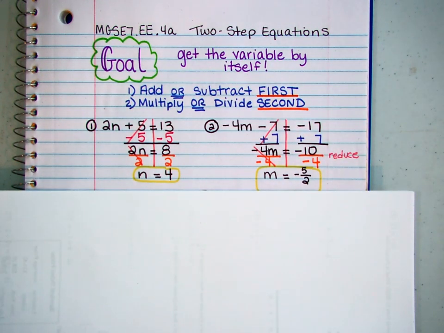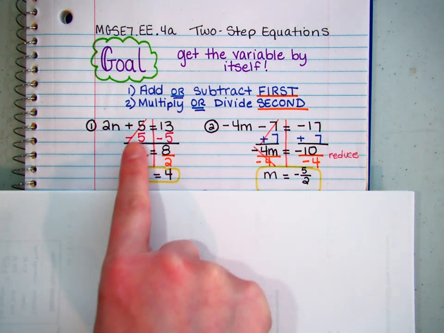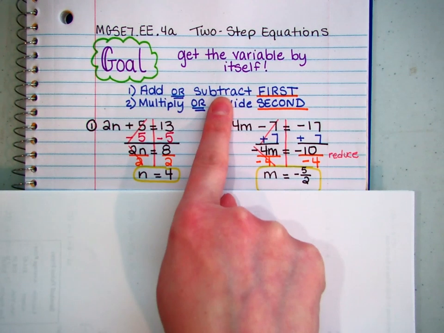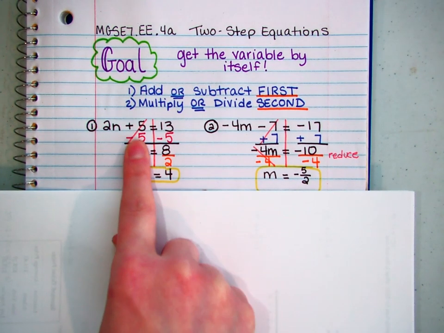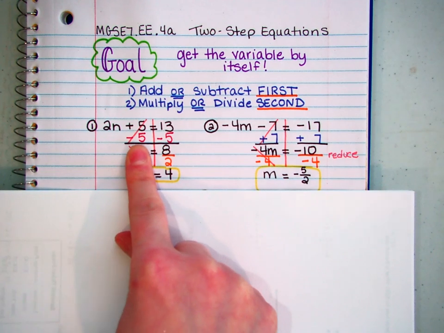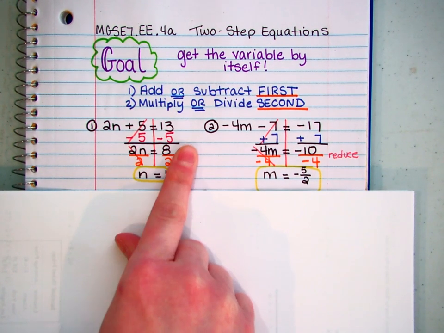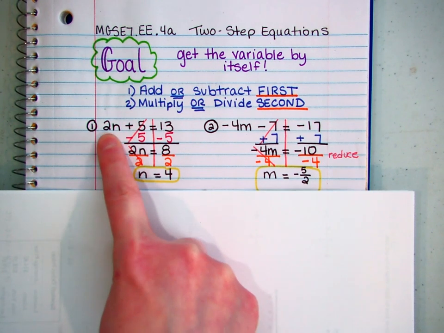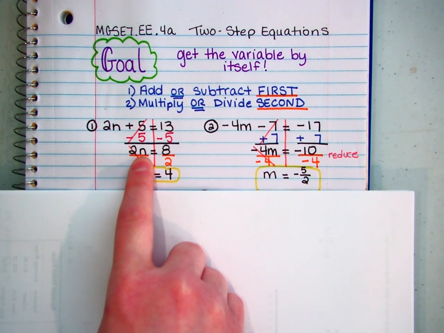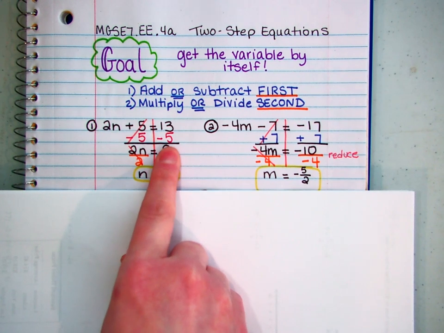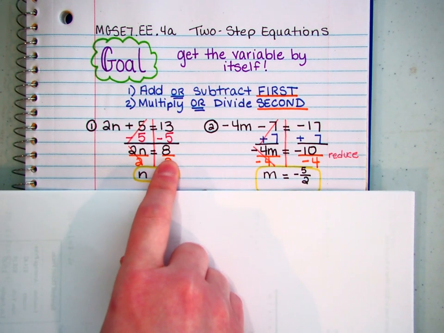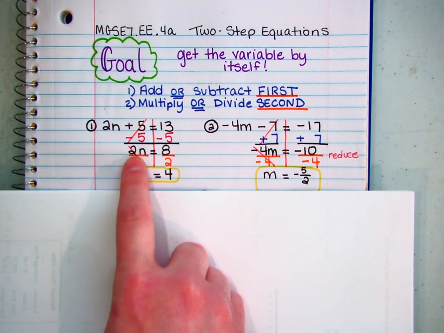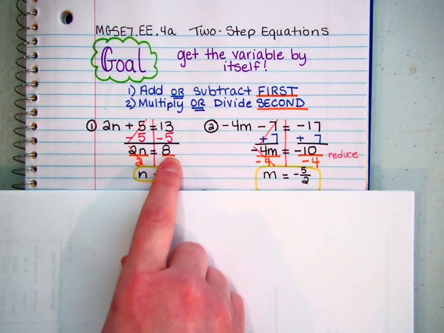On number 1, you've got 2n plus 5 equals 13. The first thing I did was add or subtract. I've got 5 being added, so I needed to subtract it from both sides to eliminate it. Eliminated it on the left, I'm left with my 2n. On the right hand side, the difference between 13 and 5 is 8. So now I'm looking at 2n equals 8.